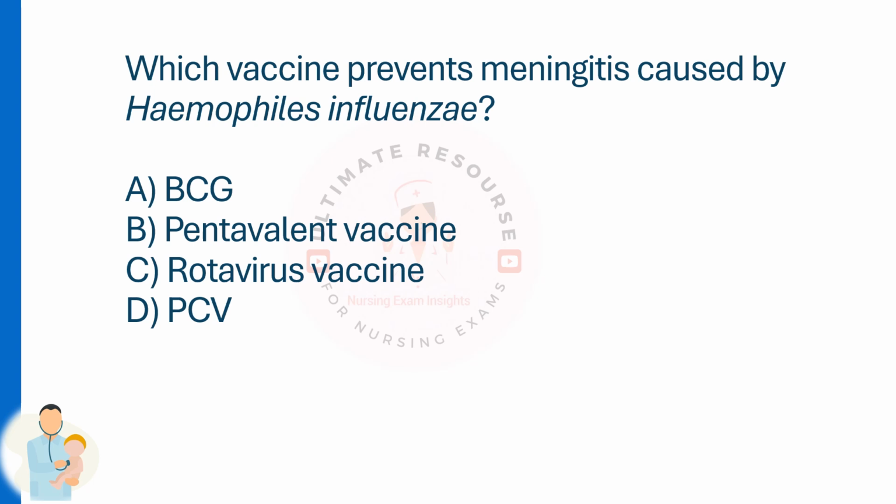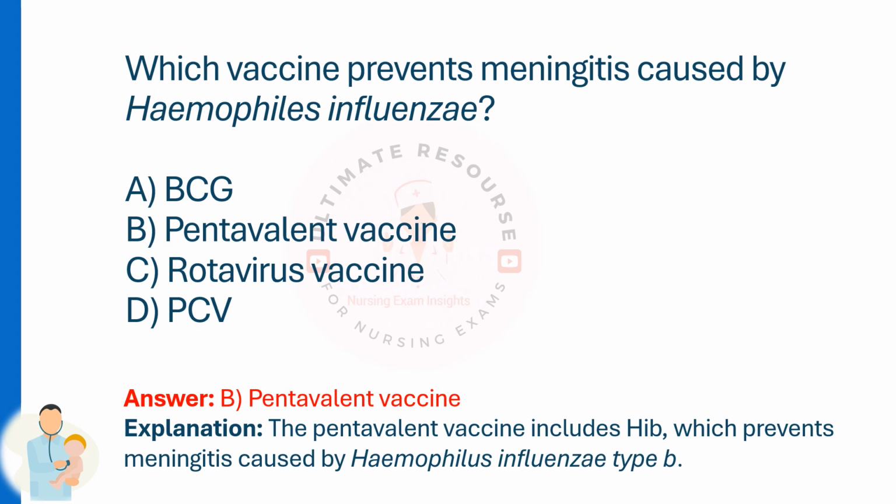Which vaccine prevents meningitis caused by Haemophilus influenzae? Options are A. BCG, B. Pentavalent vaccine, C. Rotavirus vaccine, D. PCV. The answer is B. Pentavalent vaccine. The pentavalent vaccine includes Hib, which prevents meningitis caused by Haemophilus influenzae type B.